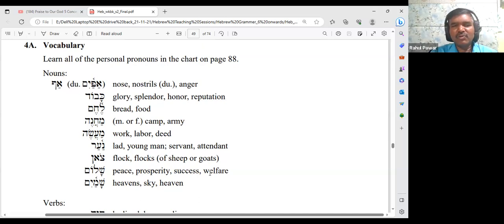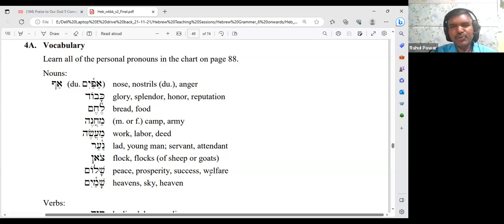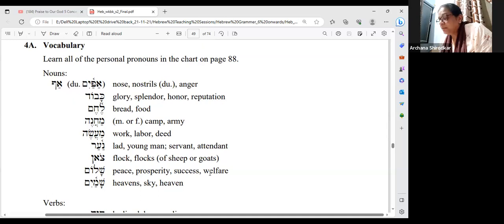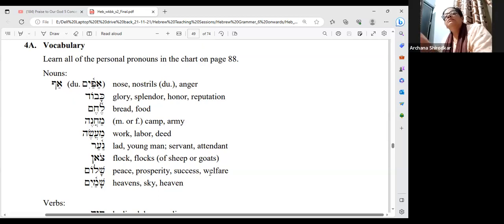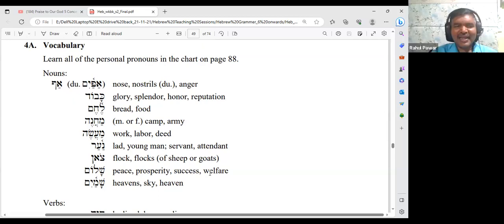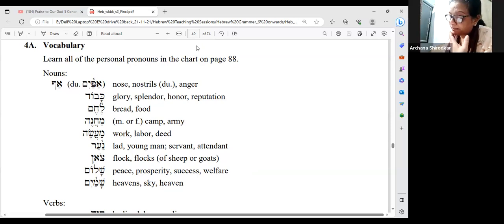Then a very important word is kavod. Kavod is glory, splendor, honor, reputation. If you read biblical Hebrew, you'll find that kavod has different meanings. For example, kaved means heavy. God made Pharaoh's heart kaved, heavy. Then lechem. Lechem is bread, food.